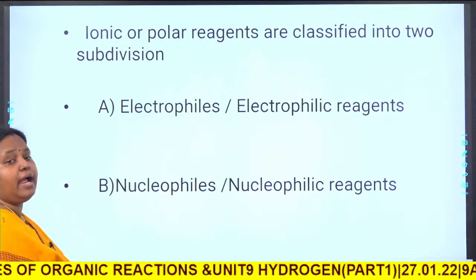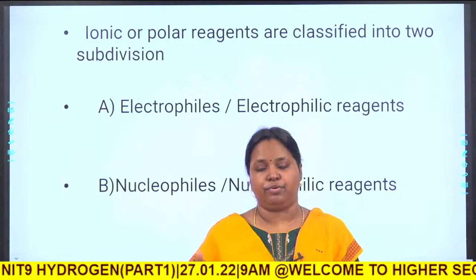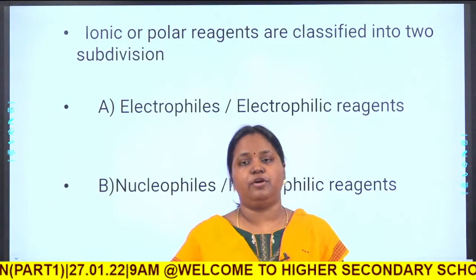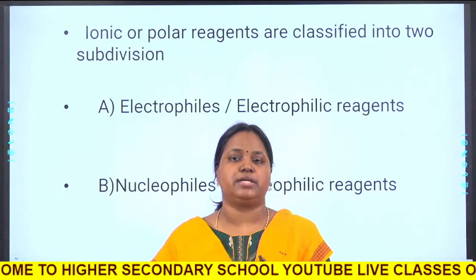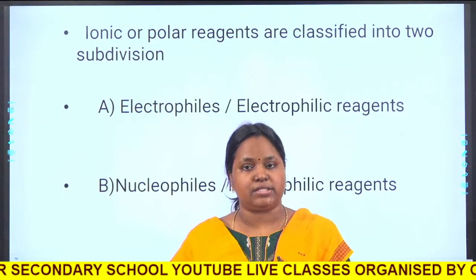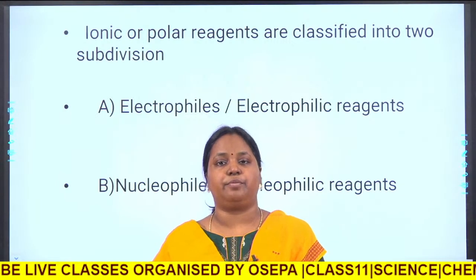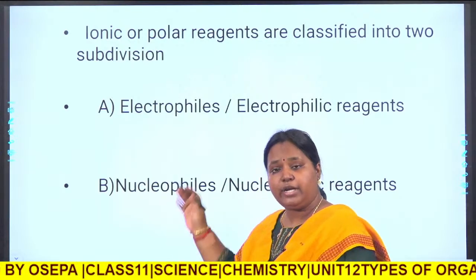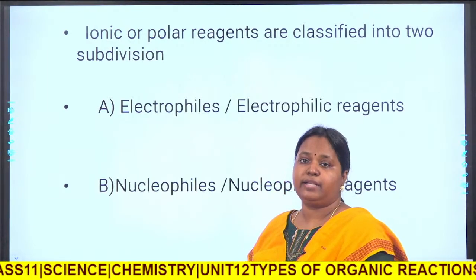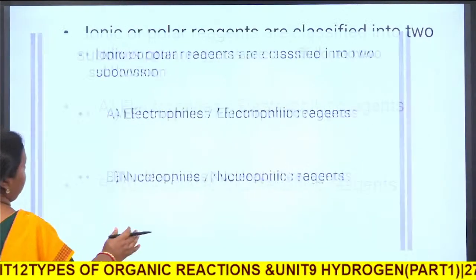Now see what are the attacking reagents. Let us discuss what are electrophiles and nucleophiles. Electrophiles and nucleophiles are attacking reagents. What are attacking reagents? Attacking reagents are chemical species which attack a substrate molecule to give you the product. So, attacking reagents are of two types, that is electrophilic attacking reagents or electrophiles, and nucleophilic attacking reagents or nucleophiles. Let us discuss it one by one.